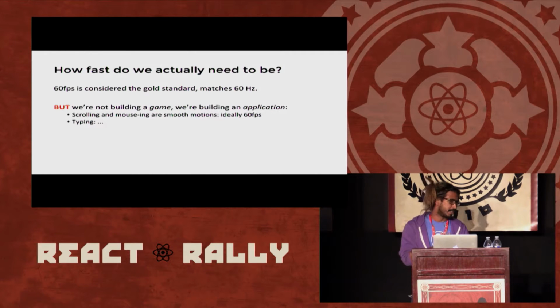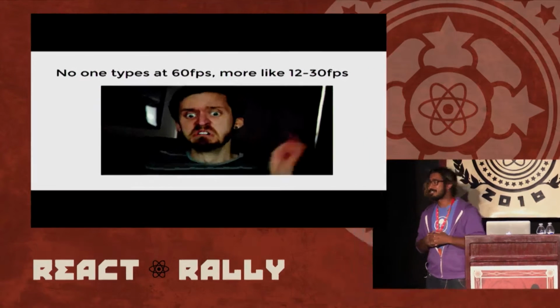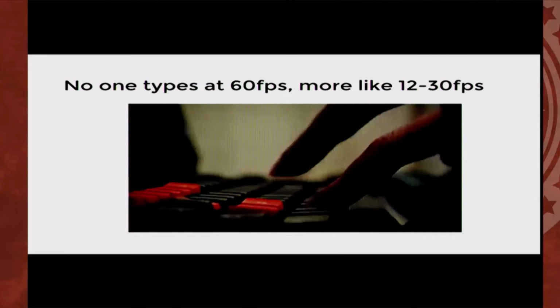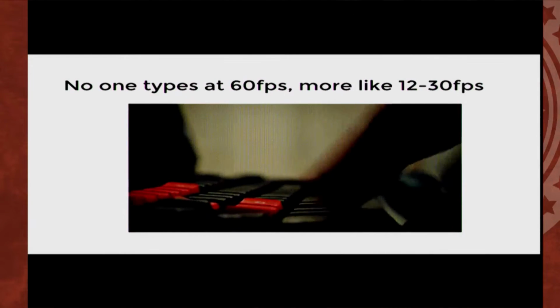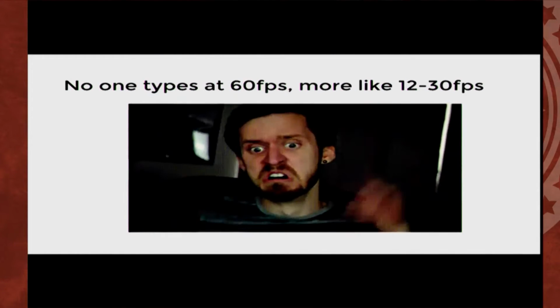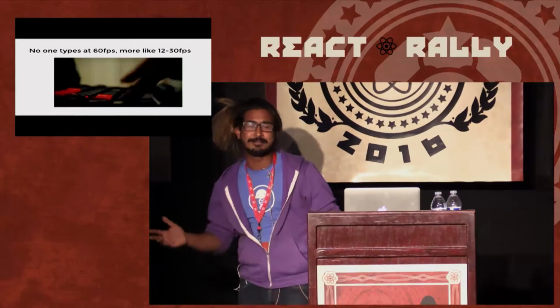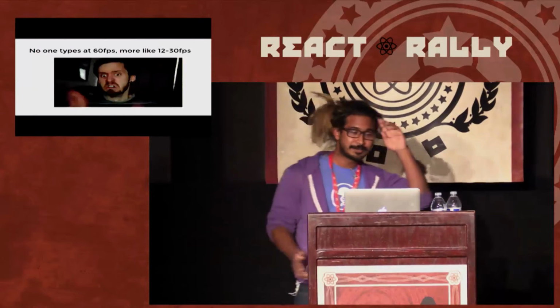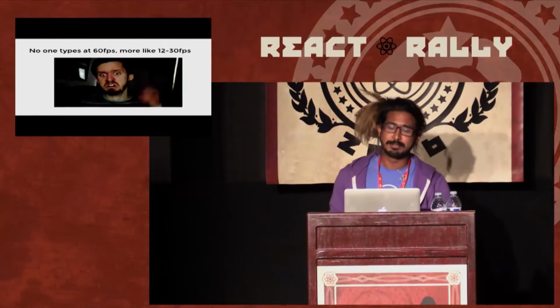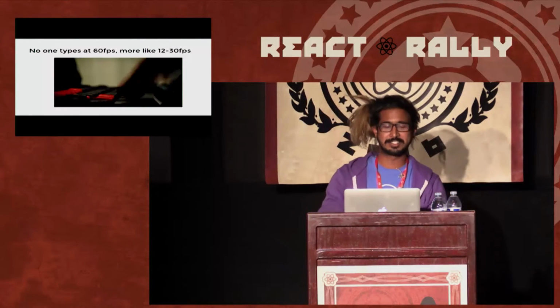But when it comes to typing, no one's actually typing at 60 frames per second. Even when you're button mashing, you'll probably only hit like 30 to 40 frames per second. I am not ashamed to say that I type about 12 frames per second. And so if I used an application that only had 20 frames per second in the whole application, I wouldn't mind because I actually wouldn't notice. So keep in mind, when building an input-heavy application, you don't have to achieve this gold standard because it's overkill.